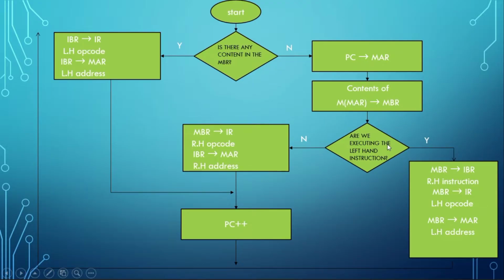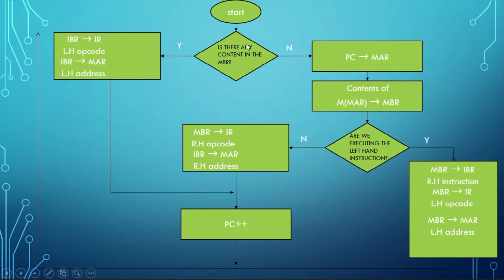Great. So now that we have values in the memory buffer register, are we executing the left-hand instruction or the right-hand instruction? If we're executing the left-hand instruction, then we go to our memory buffer register and get the right-hand instruction and place it in our instruction buffer register. After that, we go to our memory buffer register again and get the left-hand opcode and place it in our instruction register. Once we've done that, we go to our MBR again, and the left-hand address goes into the memory address register. And then we start this whole process again.